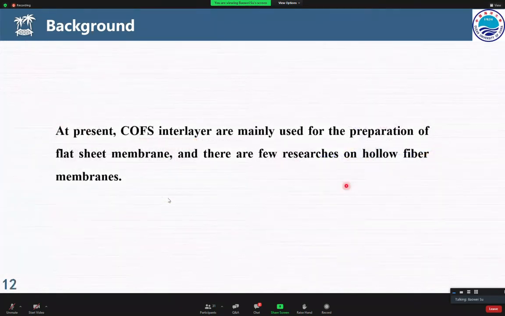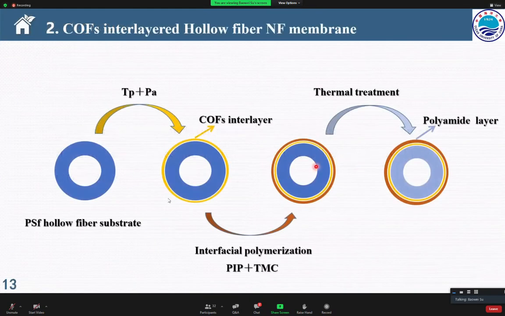But till now, most COF interlayers are mainly used for the preparation of flat sheet membranes, and there are few research works on hollow fiber membranes. So this is the research of this work. We use PSF hollow fiber as substrate, and we use TP and PA in an interfacial reaction to form the COF interlayer. And then we use interfacial polymerization of PIP and TMC to produce the polyamide layer.